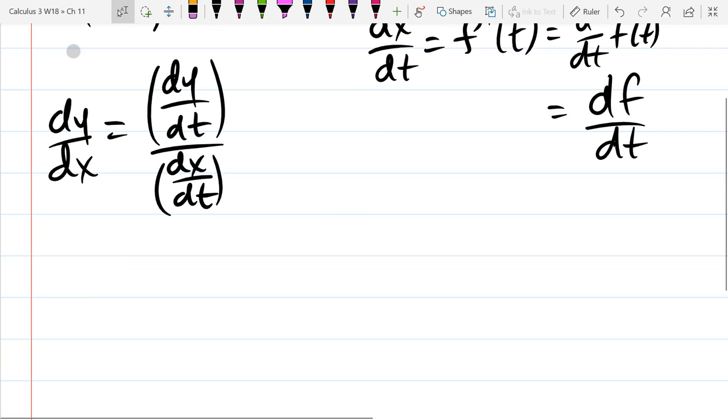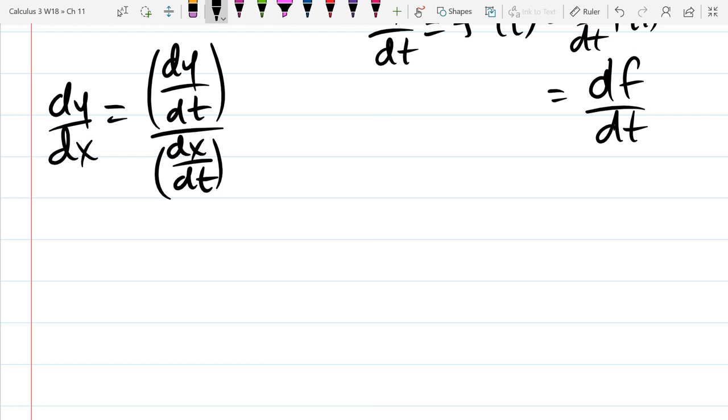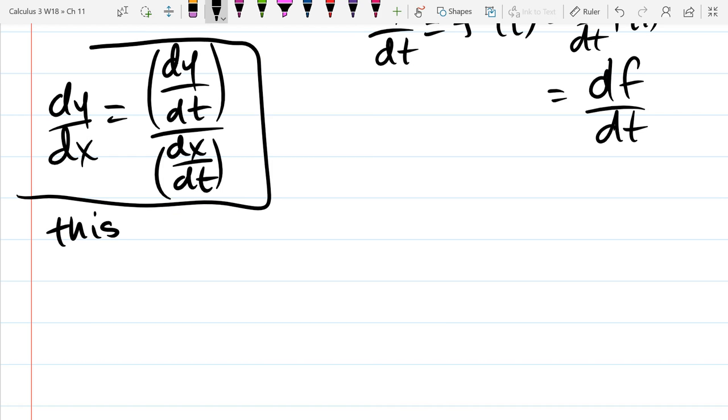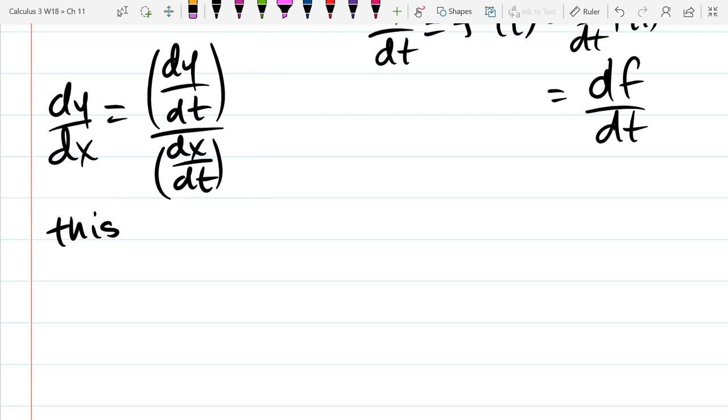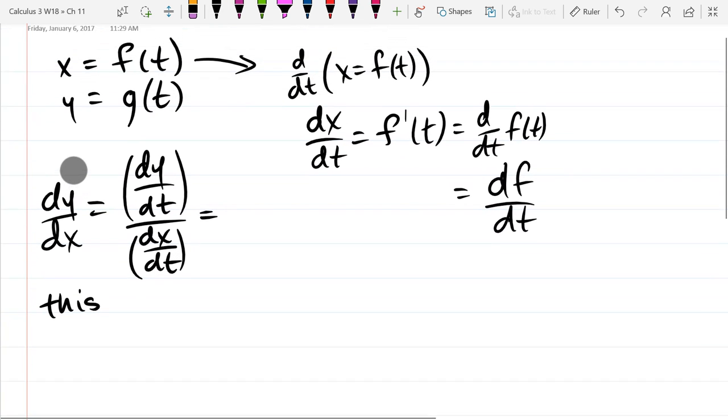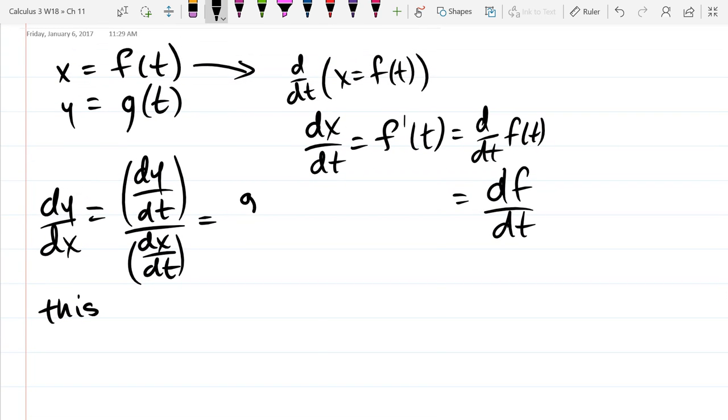You can also see this in the chain rule. So this is how we're going to compute derivatives. The slope of the tangent curve, you can compute it like this. You want rise over run, no problem. And of course, dy over dt is, in our case, I didn't write it down, but it's basically g prime. I did write down dx over dt, that's f prime.